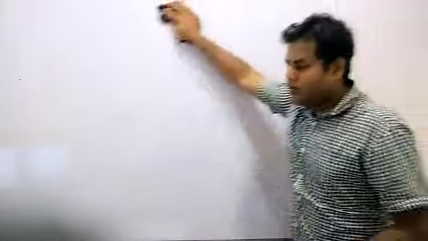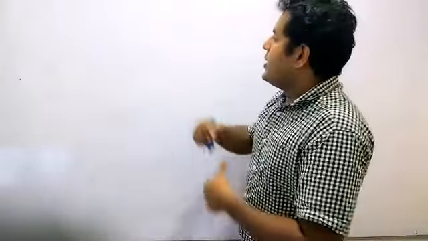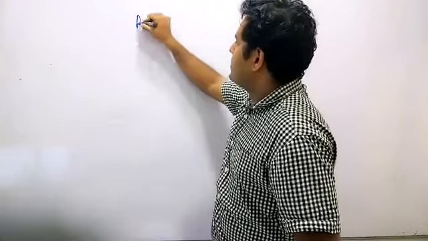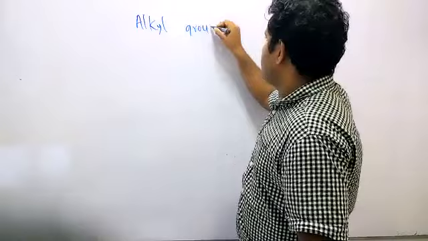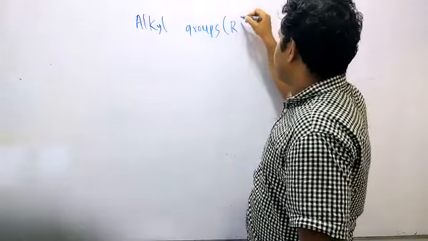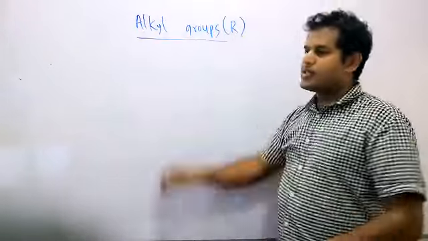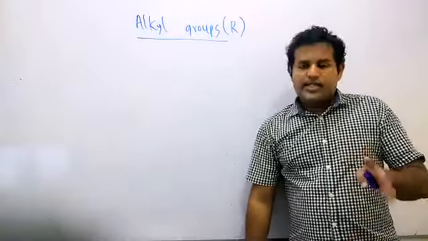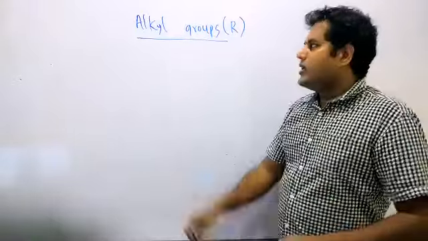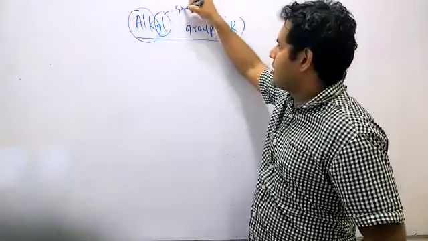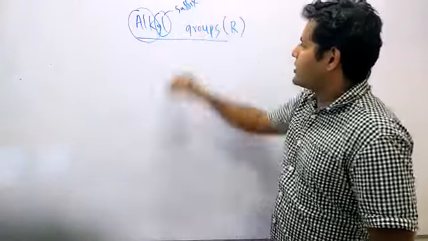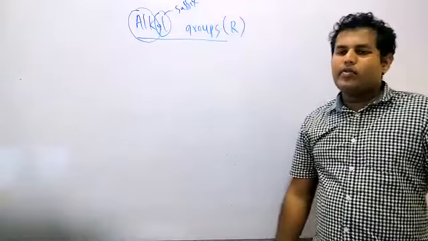So let's learn about the topic that I was going to start. That is alkyl groups. Alkyl groups means R groups. They're known as R groups. Simply, it's an important task. Alk means the number of carbons. Yl means a suffix that we're adding. Alk means the number of carbons.